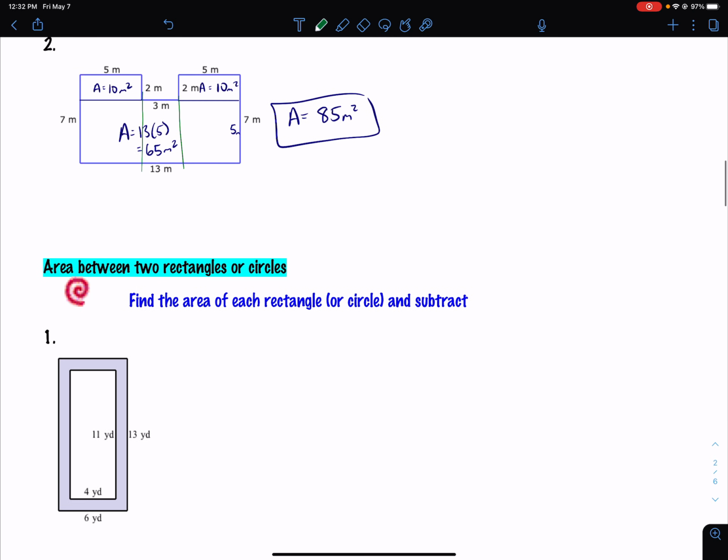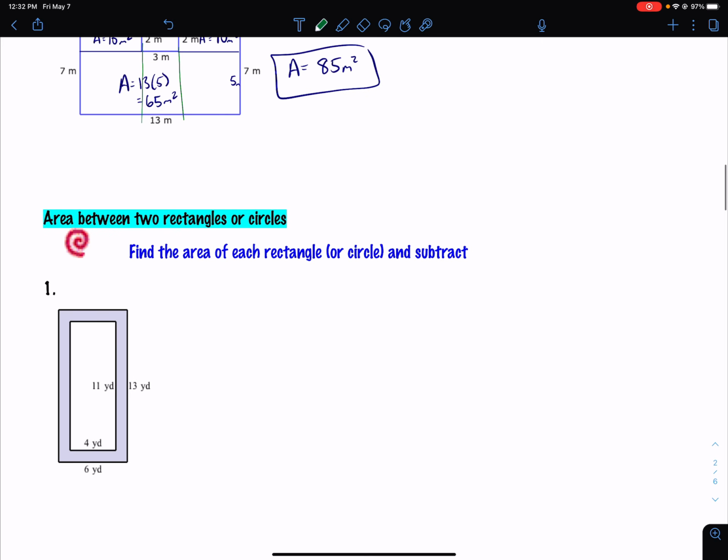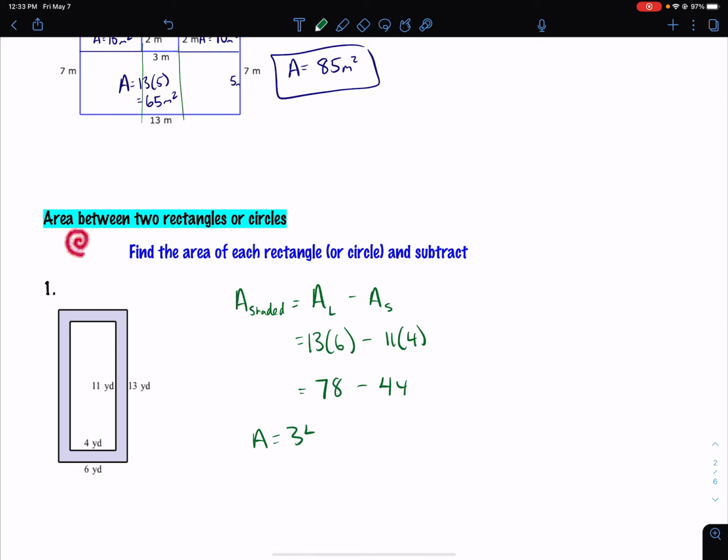So now we're going to find the area between two figures. So you can have rectangles or circles. So this first one, if I want to find the area of the shaded region, the area of the shaded is just going to be the area of the larger minus the area of the smaller, okay? So the area of the larger is just going to be 13 times 6. And I'm going to subtract the area of the smaller, which is going to be 11 times 4. So 13 times 6 is 78 minus 44. So the area of the shaded region is going to be 34 yards squared.